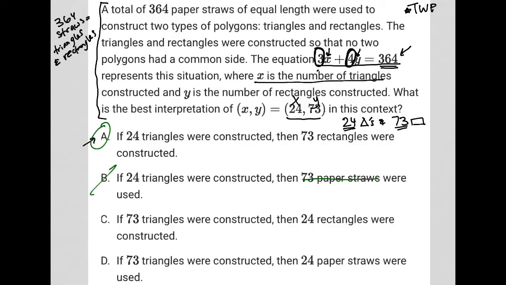Choice C, if 73 triangles were constructed, then 24 rectangles. Nope, that's mixing those numbers up, reversing them, so that's not correct. And choice D, if 73 triangles were constructed, nope, 73 is for rectangles, not triangles, so D is automatically gone. So our answer here is choice A.